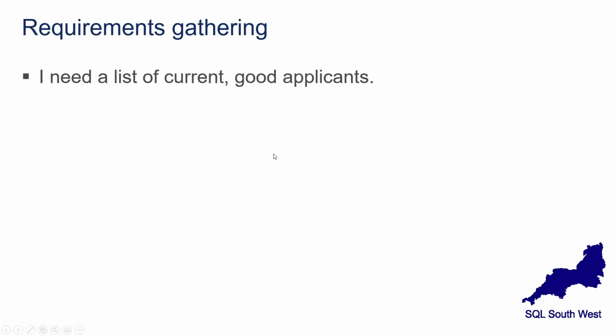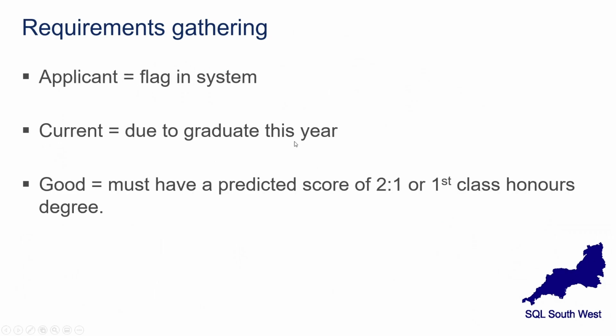So another example, your HR manager comes up to you and says, I need a list of current good applicants. Now they know in their head what these mean, but you don't. So how can you make sure that you produce the right information? So you go back to them and they say, oh yeah, but there's an applicant flag in the system. You can just say yes to that. Okay, tick, I know what an applicant is.